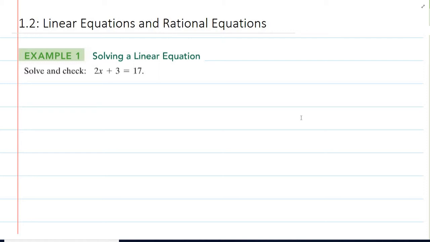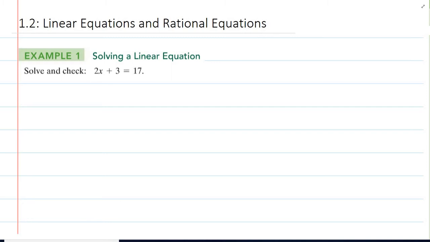Hello guys, today we're going to start 1.2, linear equations and rational equations. So we're going to start with example 1. We're trying to solve 2x + 3 = 17. So we all know you just subtract 3 from both sides and then you solve for x.